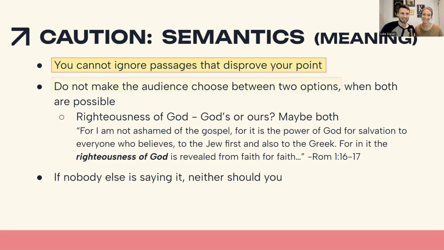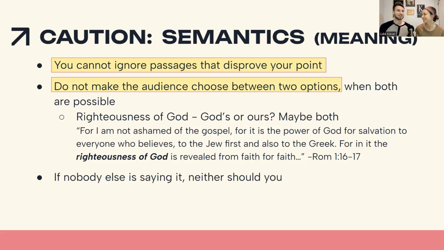Okay. Next one. Do not make the audience choose between two options when maybe both are possible. This is just false dichotomy, right? It's either this or it's this, when maybe there are more options on the table. So an example here is in Romans, righteousness of God. Does it mean God's righteousness, or is it our righteousness from God? Is it God's righteousness or our righteousness?